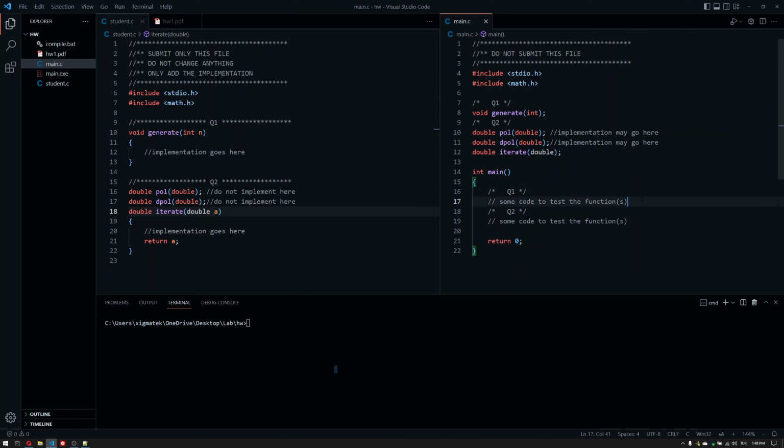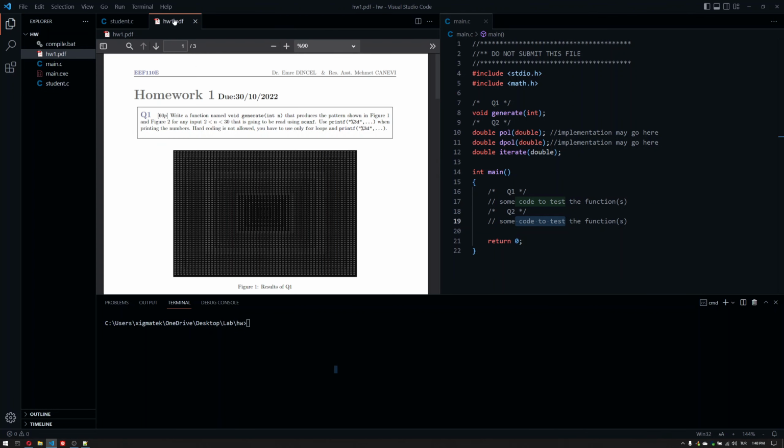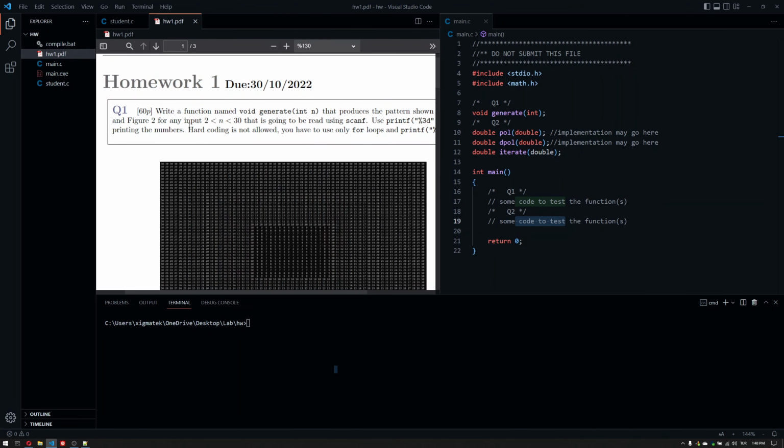When you test the functions for question 1, you can just do it here, or for question 2, you could do it here. But the thing that I'm interested in is the implementation of iterate and the implementation of generate, and nothing else. So what was the first question? Well, the first question was the following.